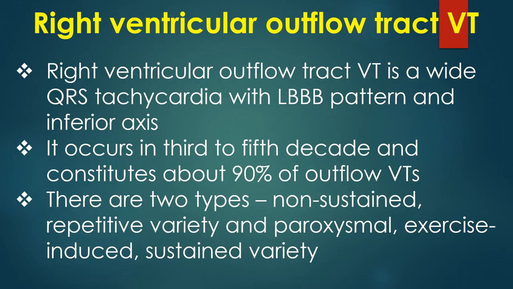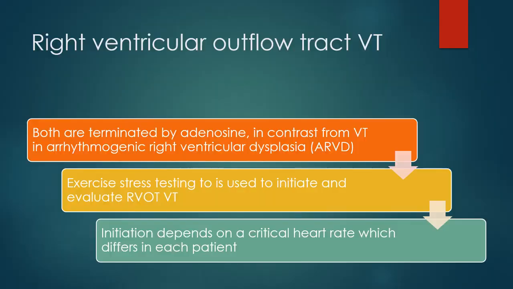Right ventricular outflow tract VT is a wide QRS tachycardia with LBBB pattern and inferior axis. It occurs in the 3rd to 5th decade and constitutes about 90% of outflow VTs. There are two types, a non-sustained repetitive variety and a paroxysmal exercise-induced sustained variety. Both are terminated by adenosine, in contrast to VT in arrhythmogenic right ventricular dysplasia.